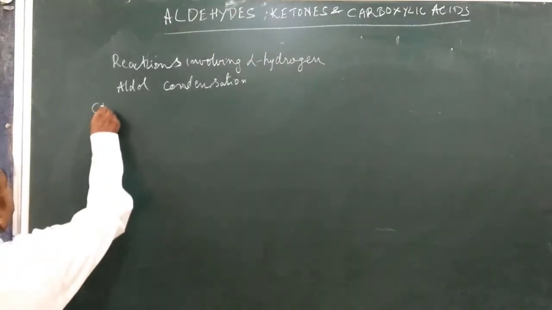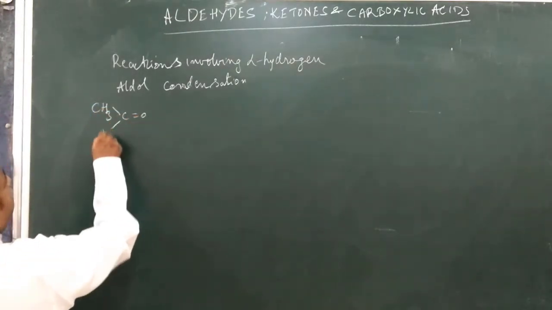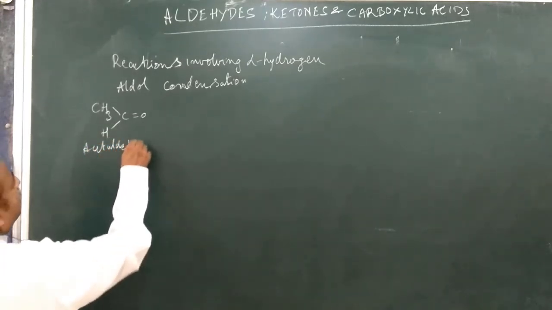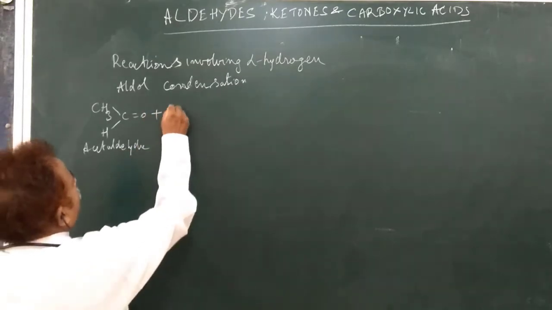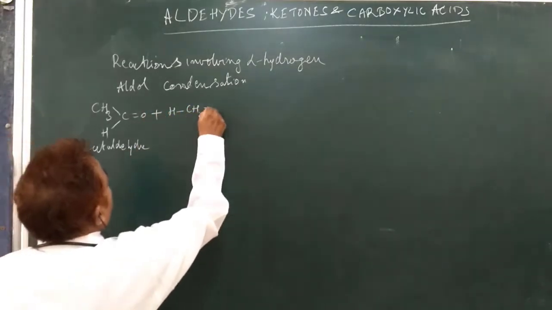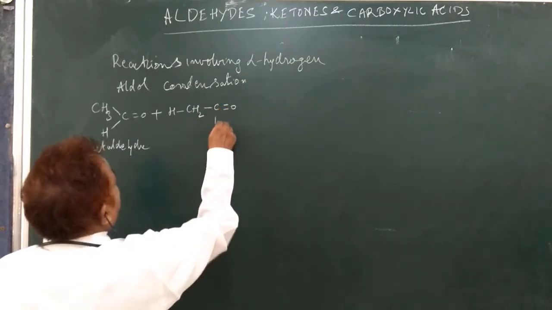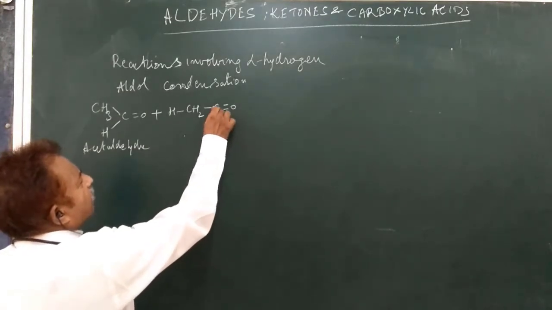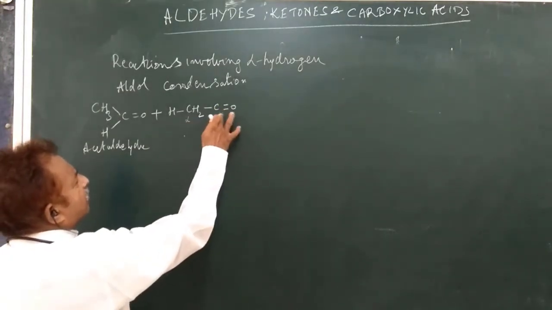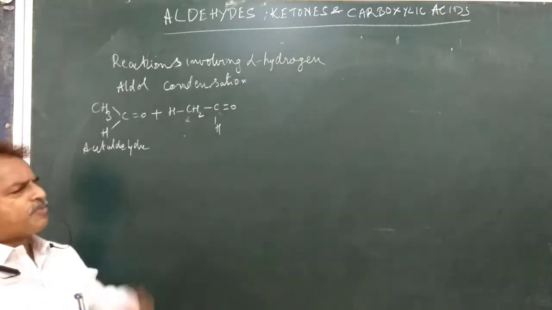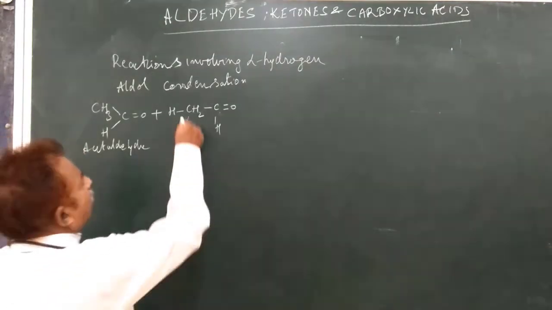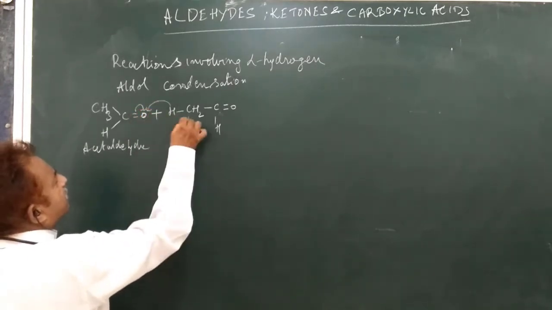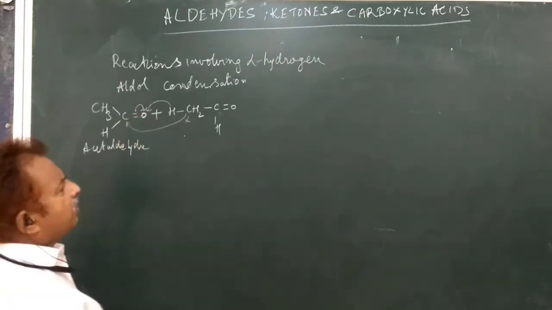So let us see here CH3 C double bond O H. This is acetaldehyde, plus another molecule of acetaldehyde, CH3 C double bond O single bond H, and this is also acetaldehyde. This is the carbonyl group, the carbonyl carbon, and this is the alpha carbon. Hydrogens present on the alpha carbon are known as alpha hydrogens. Now this bond shifts here, and this hydrogen shifts here, and this carbon attacks this carbon.